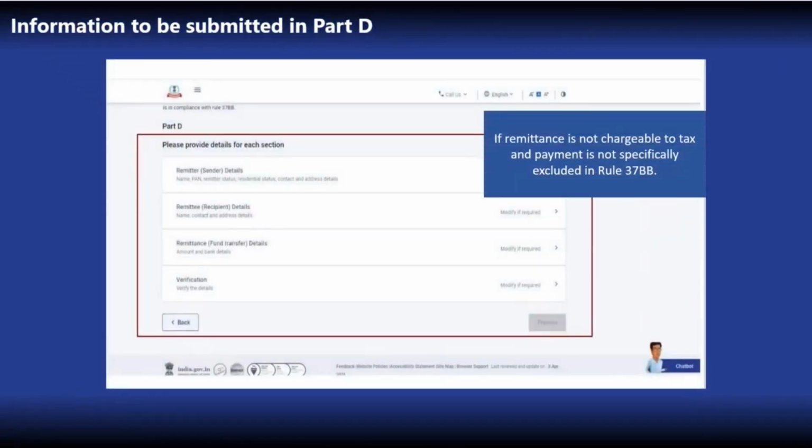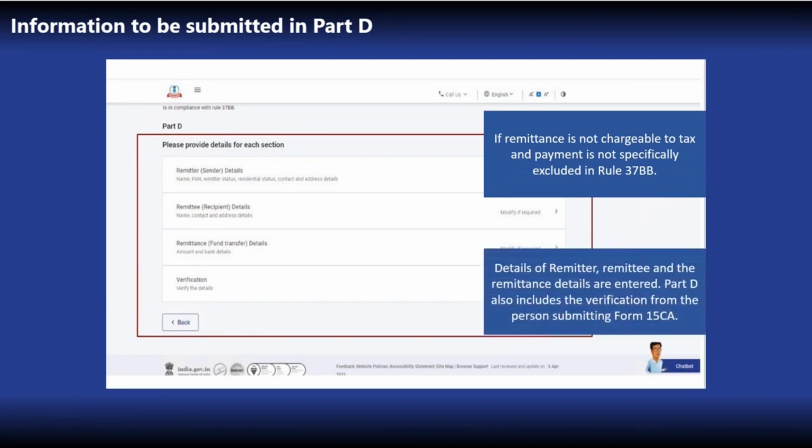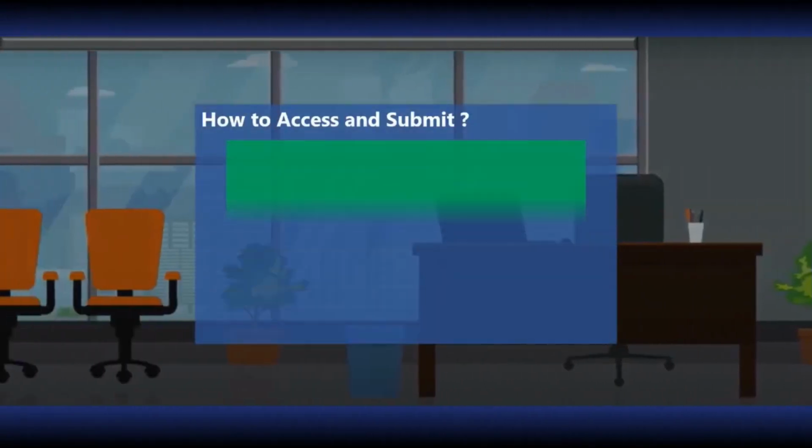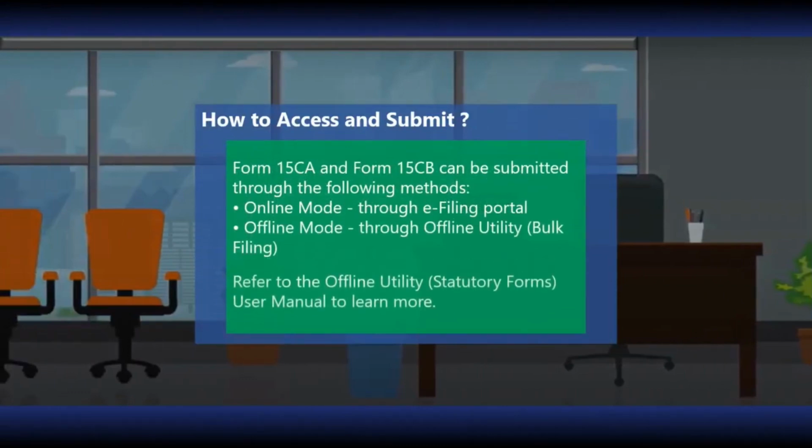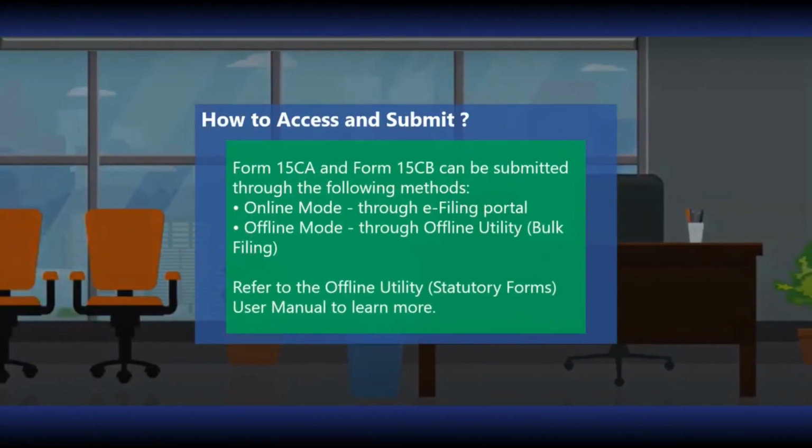Coming to the information which is required to be submitted in Part D, here it is applicable where the remittance is not chargeable to tax and the payment is not specifically excluded in Rule 37BB. Please enter the details of the remitter, remittee and remittance. Again, this form is also required to be verified from the person who is submitting the form. Form 15CA and Form 15CB can be submitted through the online mode or through the offline mode. There is also a functionality for bulk filing of Form 15CA.